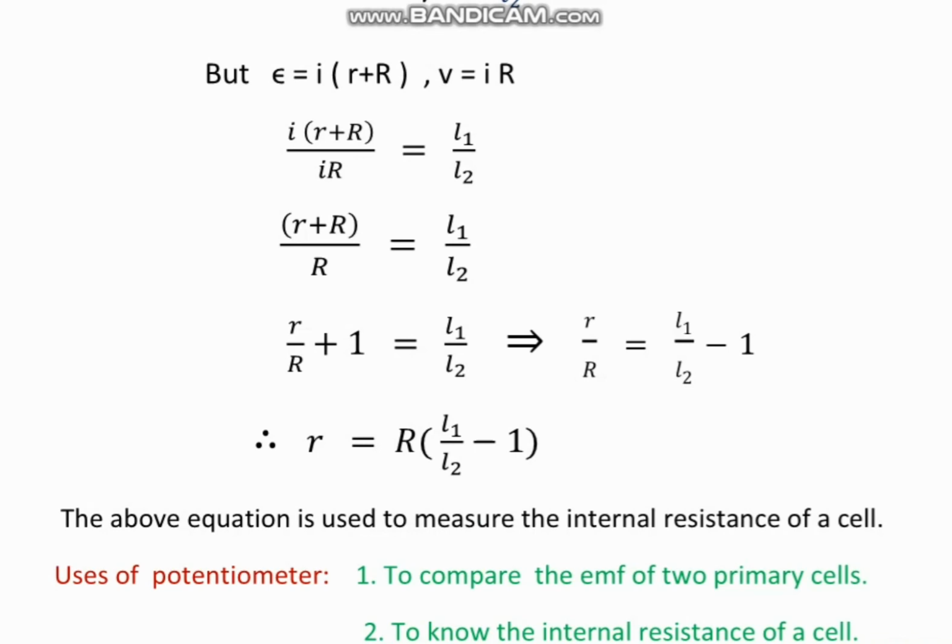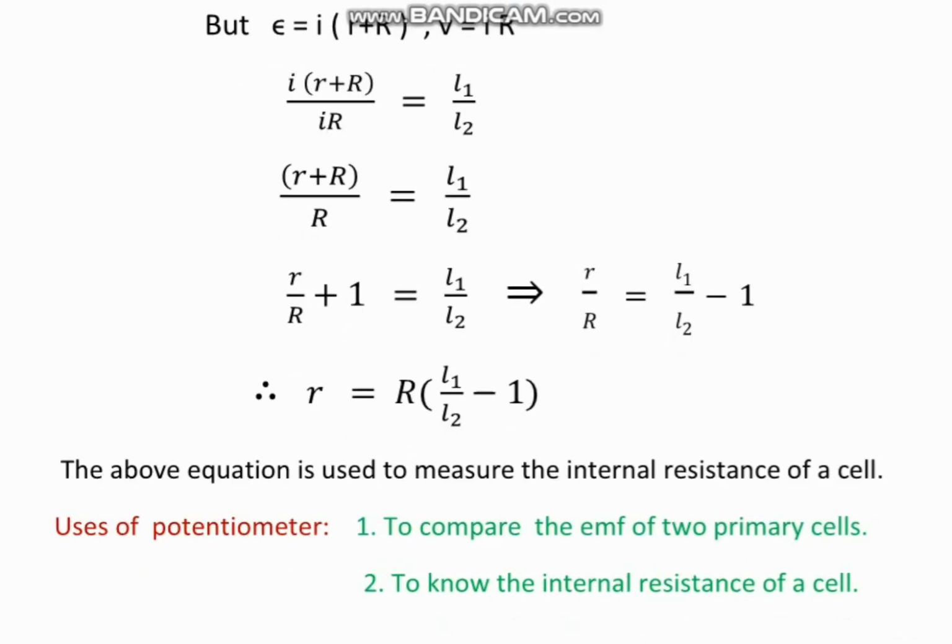So I will be cancelled, R plus r by R is equal to L1 by L2. So r by R plus 1 is equal to L1 by L2. r by R is equal to L1 by L2 minus 1. Therefore small r is equal to R into L1 by L2 minus 1. So the above equation is used to measure the internal resistance of a given cell.